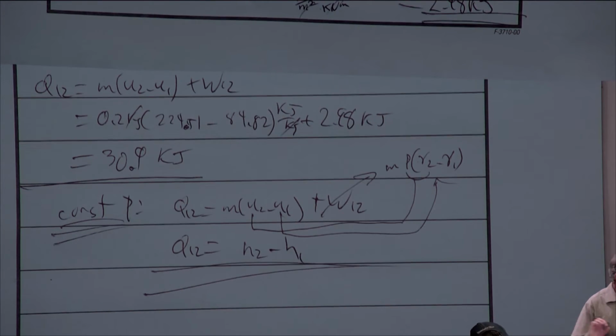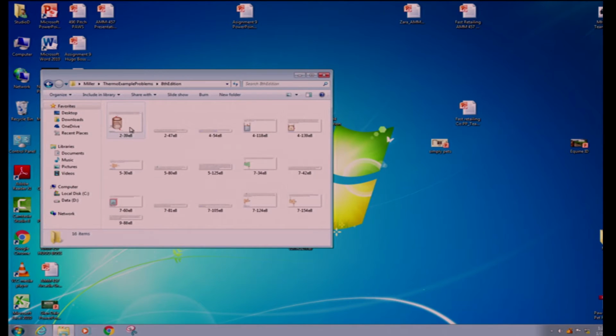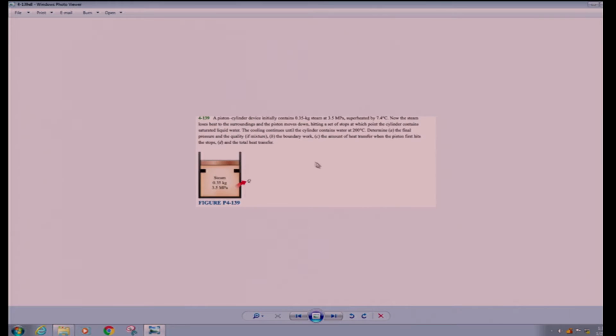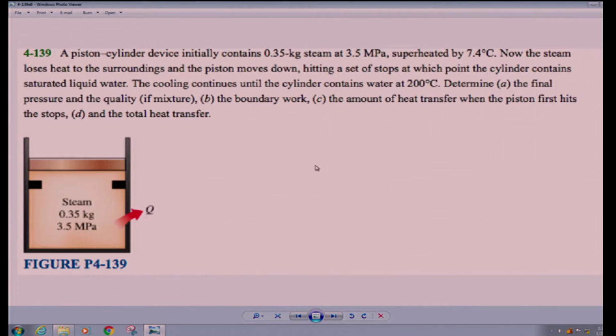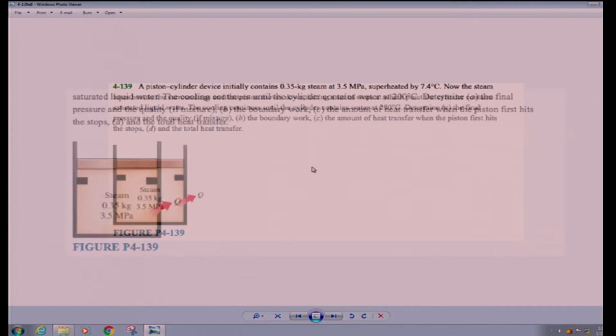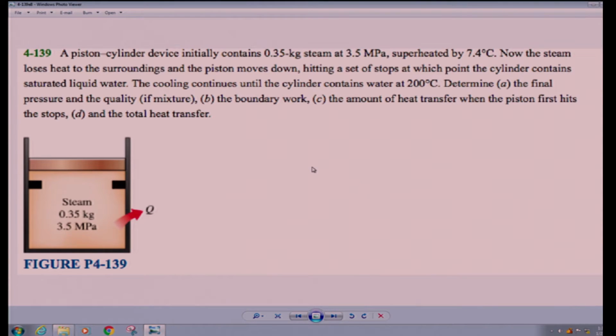So this brings us to a difficult problem. As if this last one wasn't hard enough, right? These are not really that complicated once you've tried them. There's a lot of them, and they're all a little bit different. But this next one is a little more complicated than most. So it's this problem here. This is out of the current edition of this textbook, and this is problem 4-139.